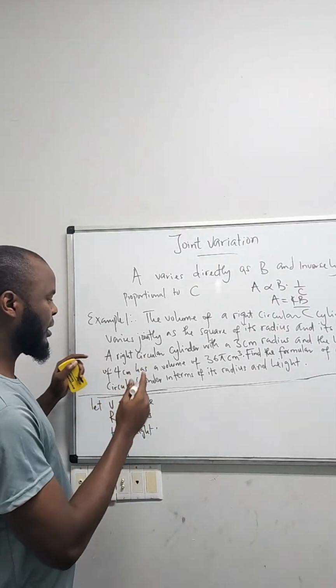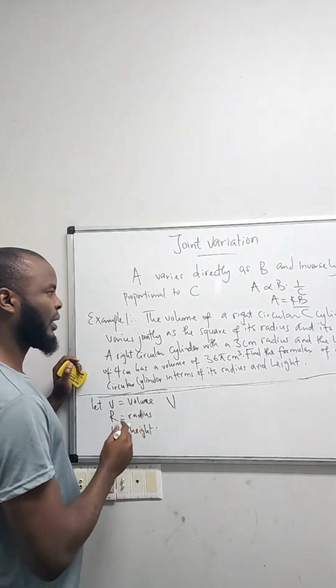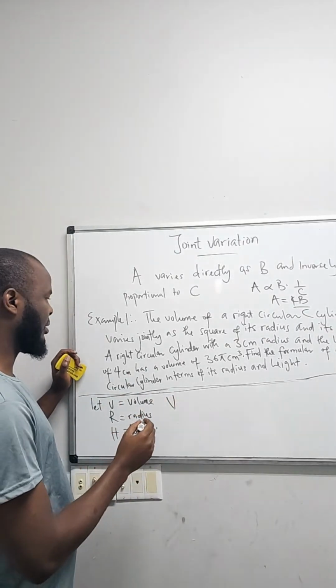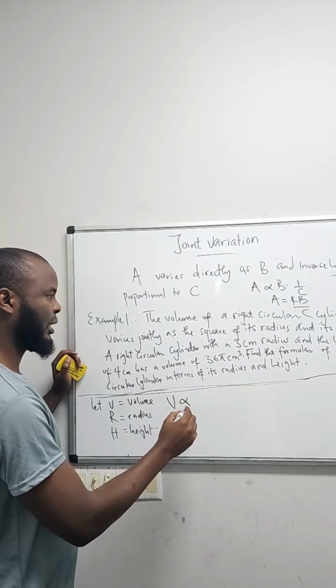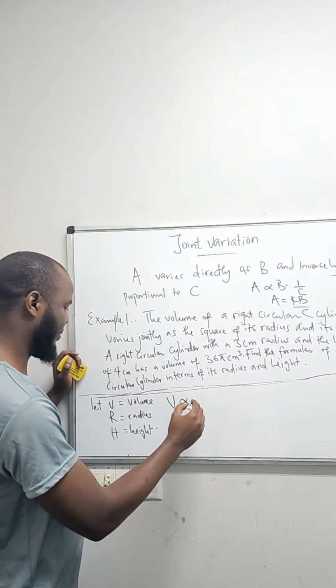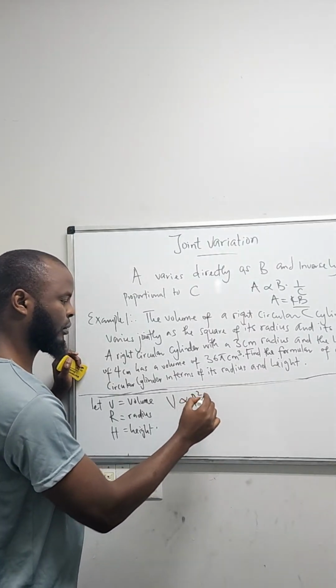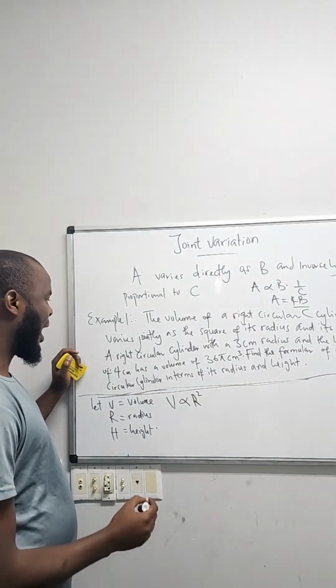Now, it says the volume of a right circular cylinder varies jointly as the square of its radius and its height.